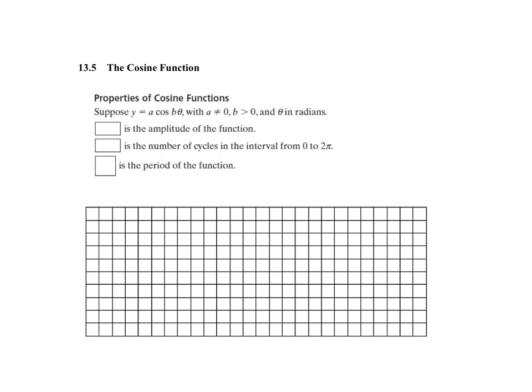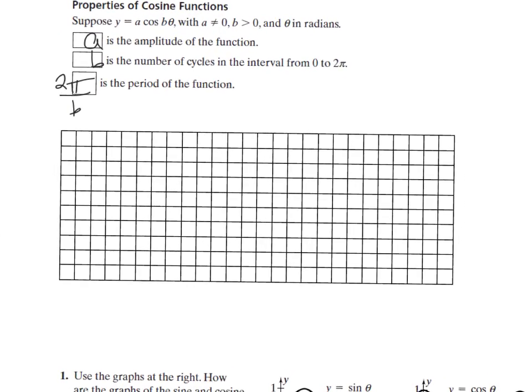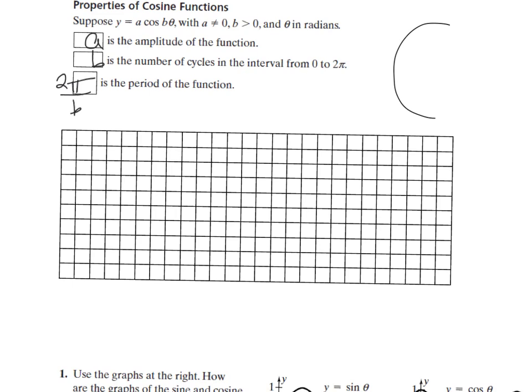Just like the sine function, a is the amplitude of the function, and b is the number of cycles in the interval from 0 to 2 pi. So if you're trying to find the period, it's still 2 pi over b. So if you're just graphing cosine, think of the unit circle.